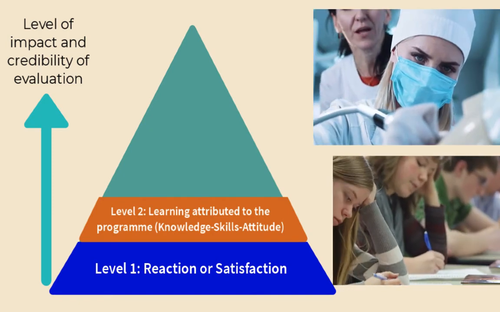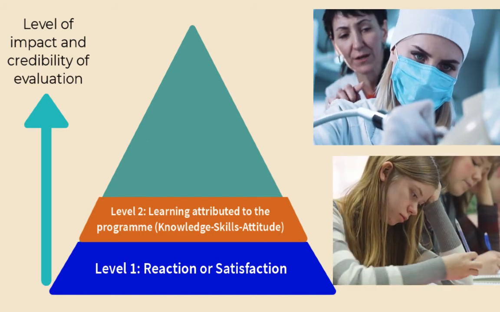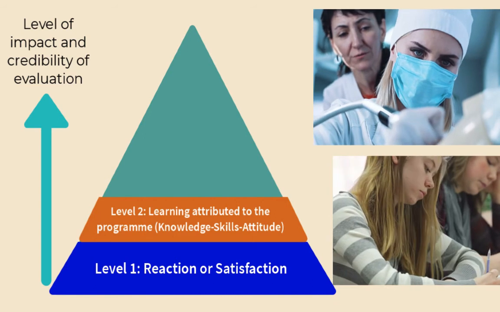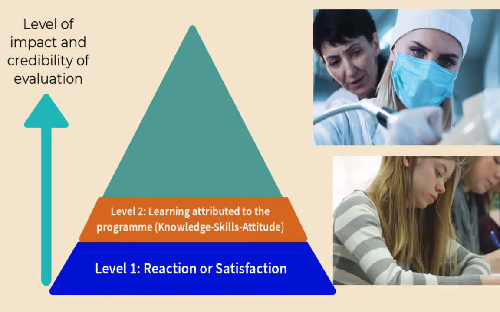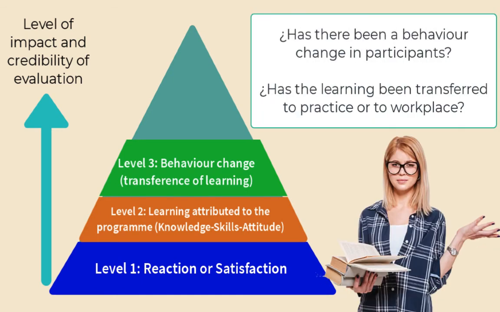Here the evaluation methods and instruments usually involve questionnaires, written or workplace assessments, or interviews with regards to the learning outcomes. Now, the third level evaluates behavior change in learners in the context of the training. Has there been a behavior change? Are participants using and transferring what they have learned to their current practice or their workplace? Are they applying what they have learned? Here, direct or indirect observation and reflection are really useful methods.